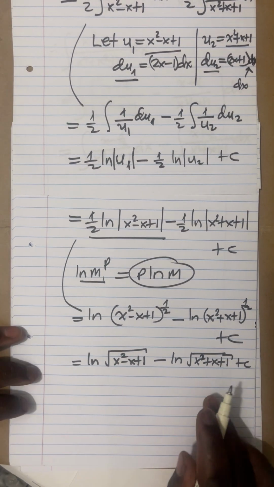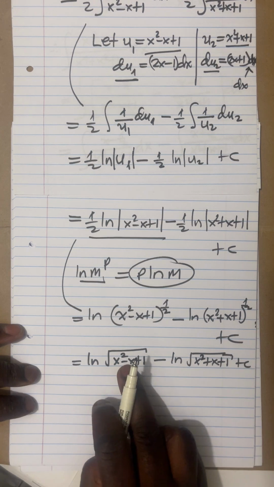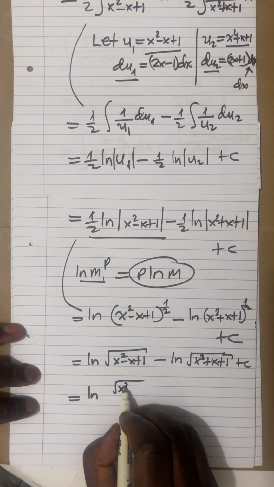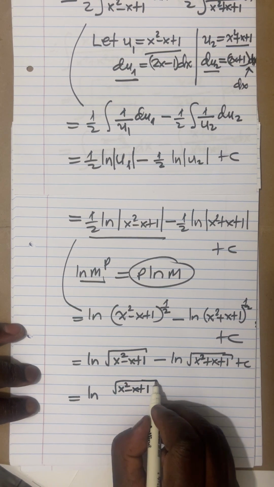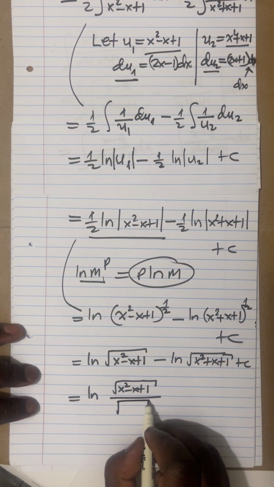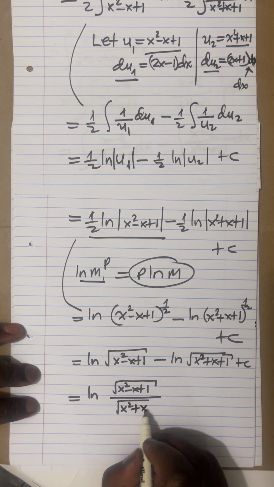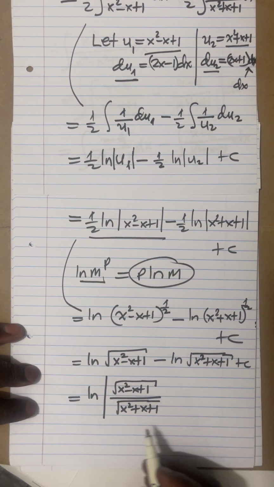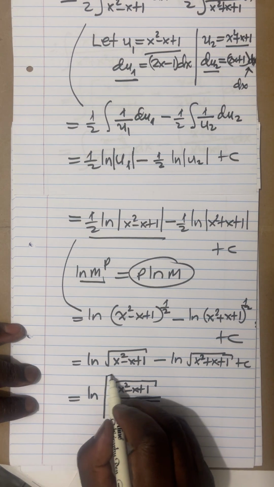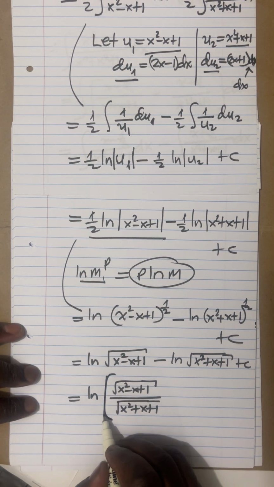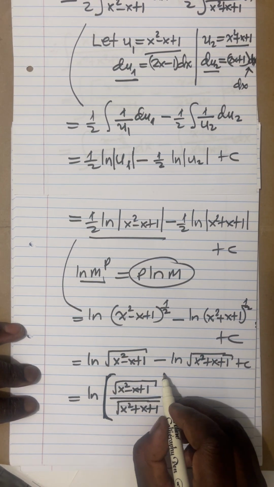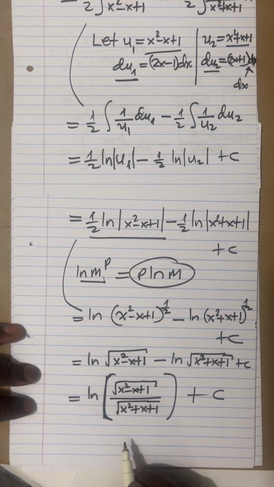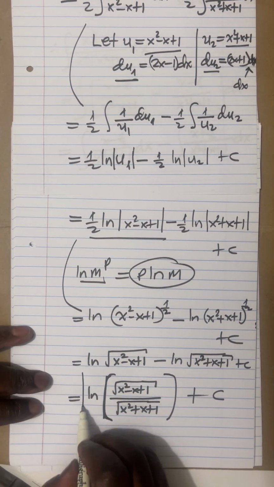Using laws of logs again, because of my subtraction here, these two must divide. So we're going to have natural log of square root of x squared minus x plus 1 all over square root of x squared plus x plus 1. I don't have to put absolute value signs here because these expressions are positive all the time. So let me just use brackets like so. And then I'm going to say plus c. Now, this is the final solution.